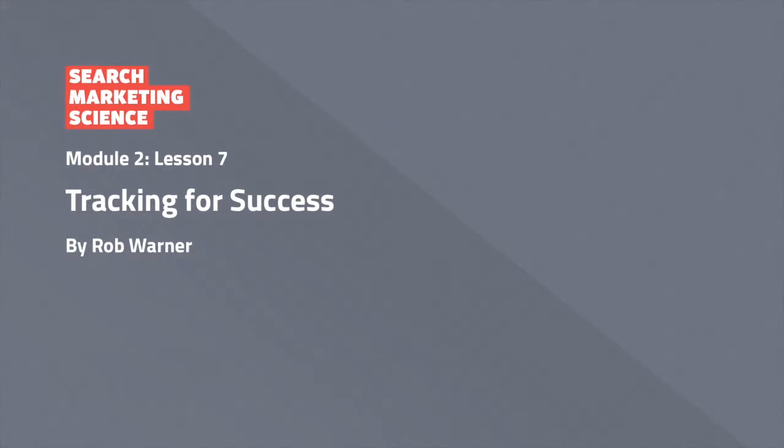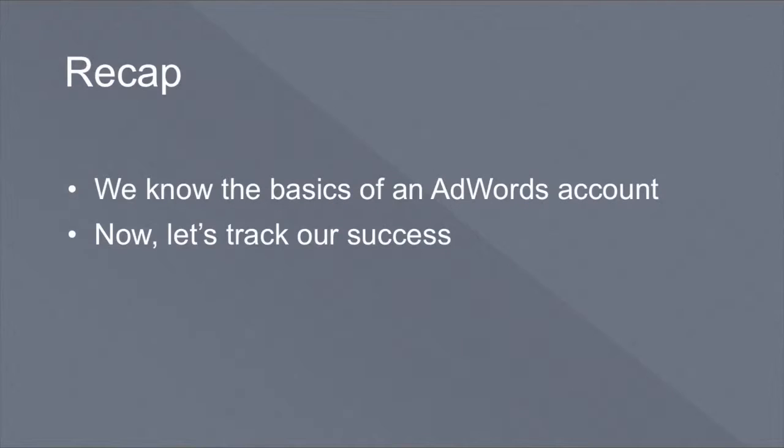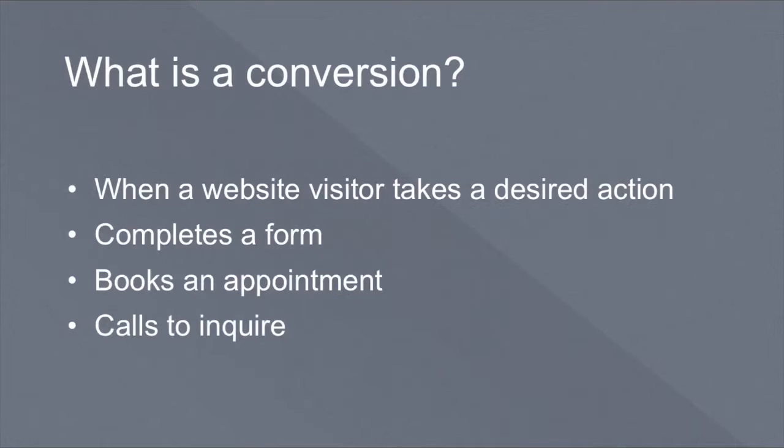Welcome back to lesson 7 of module 2, where we're going to look at tracking to make our AdWords account successful. In the previous lesson we looked at what an AdWords account is and what's inside it. All of that becomes more valuable if we track what works and what doesn't work so we can make decisions. So what we're going to track is something called a conversion.